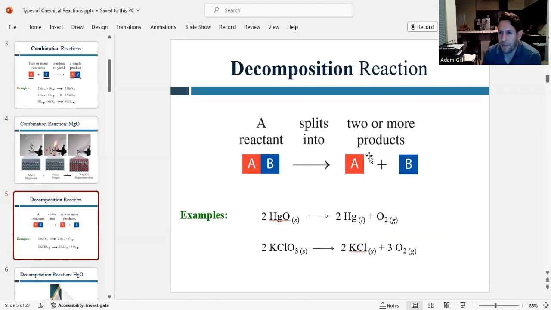The next type of reaction is the opposite. It's a decomposition reaction. So a compound breaks into 2 or more products. One big thing breaks into smaller things. Here's some examples. Mercury oxide breaks apart into mercury and oxygen. Potassium chlorate breaks into potassium chloride and oxygen. So one compound, multiple things.